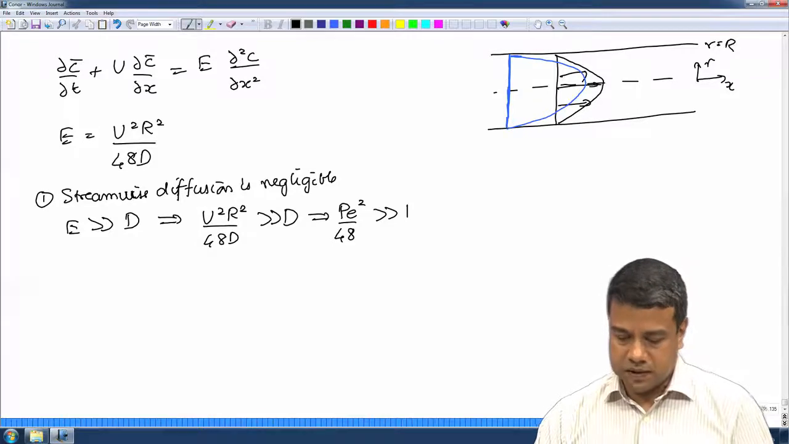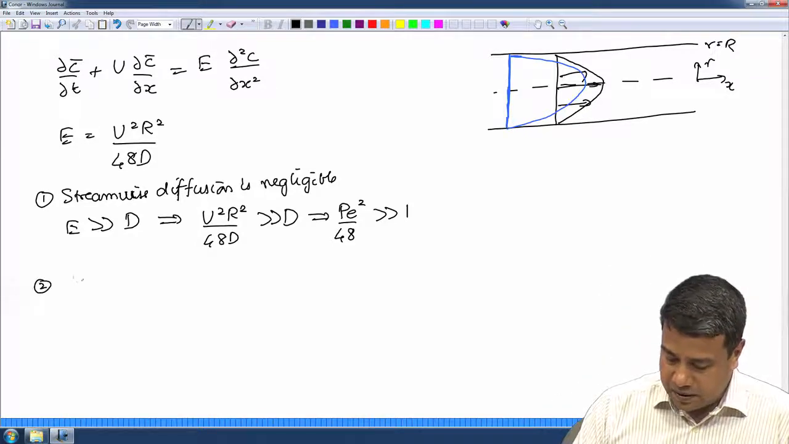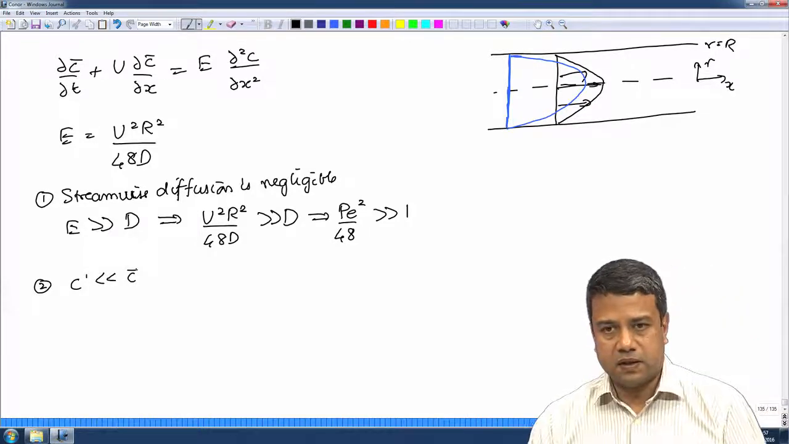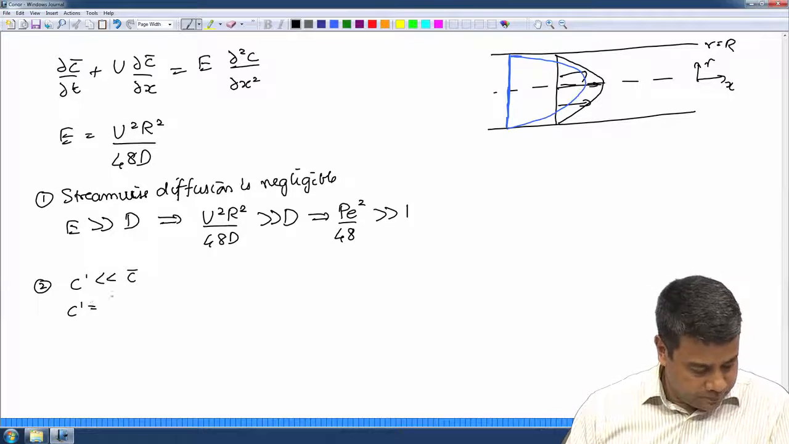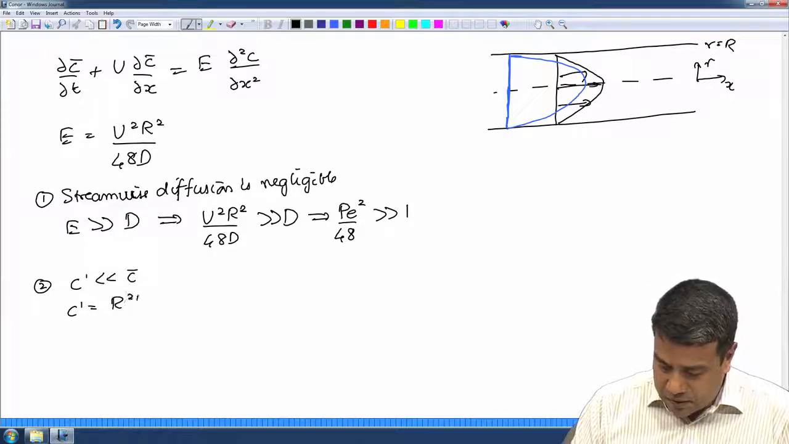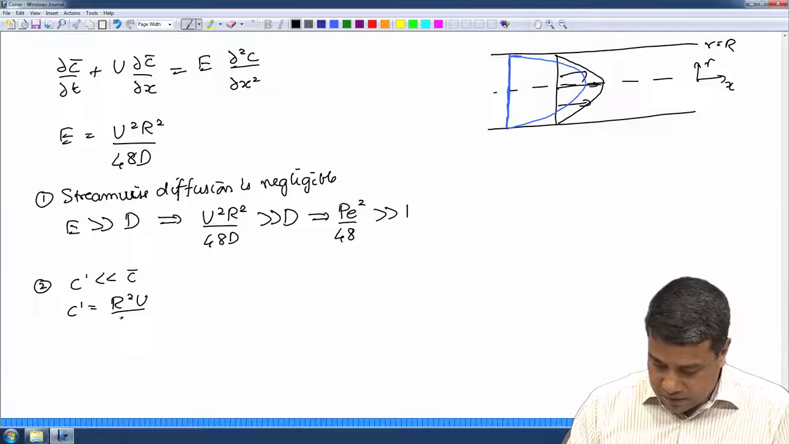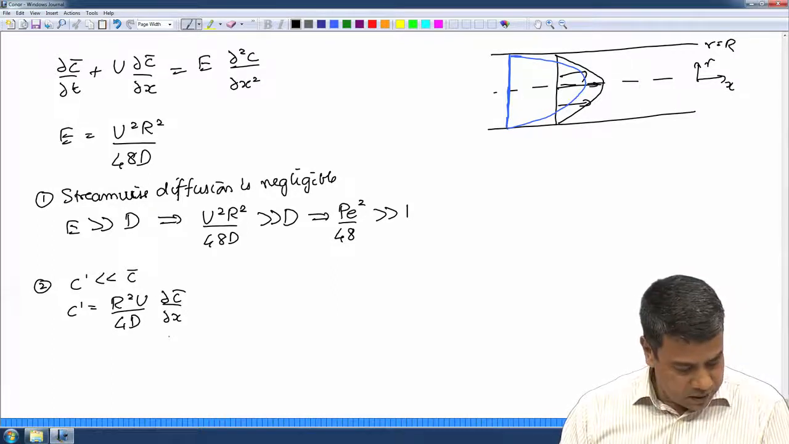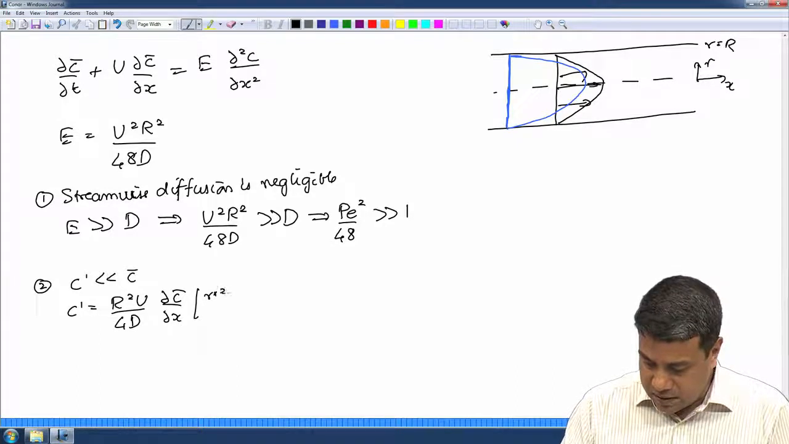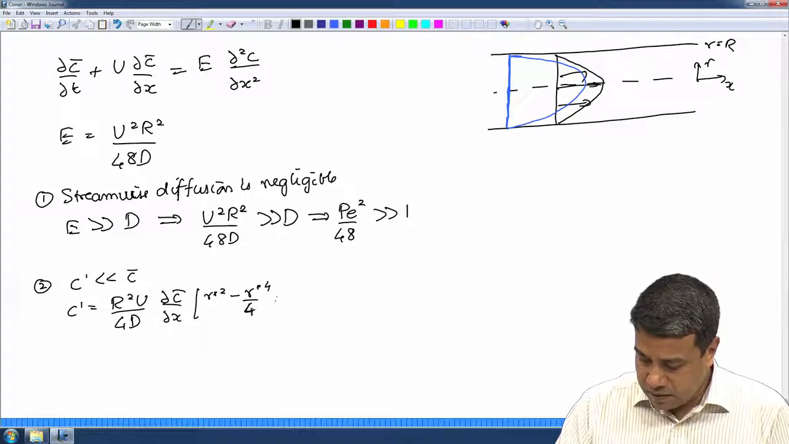There is a second assumption which we had also made, that C prime is very much less than C bar. Now, we can examine the validity of that assumption. You know that C prime was equal to r square u by 4d partial C bar by partial x, into r square minus r power 4 by 4 minus 1 by 3.